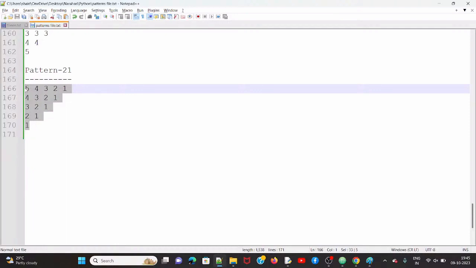I mean everything is the same, guys. The I loop range is the same, and the last print is the same. Only the J loop range function and the print function, those two we have to think about.